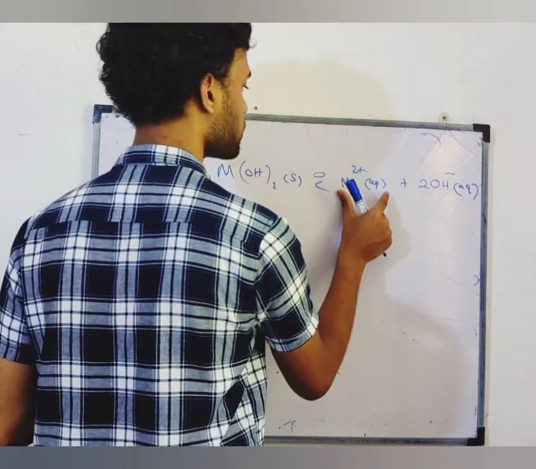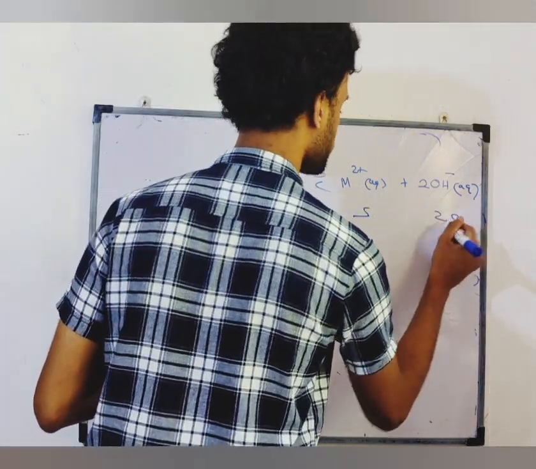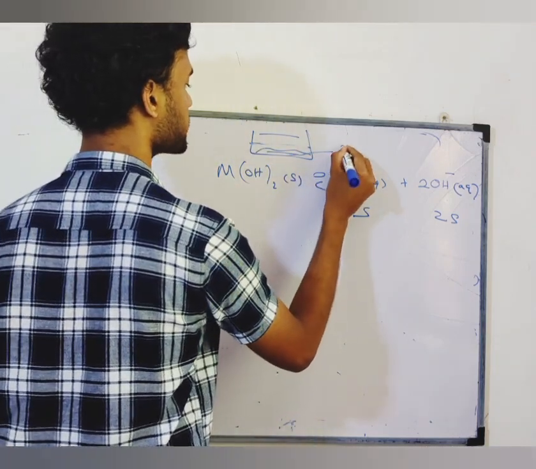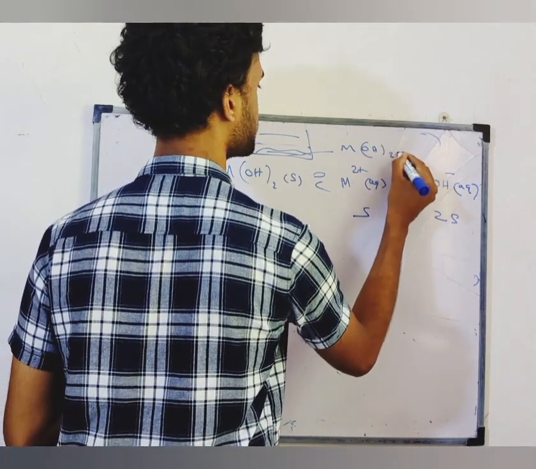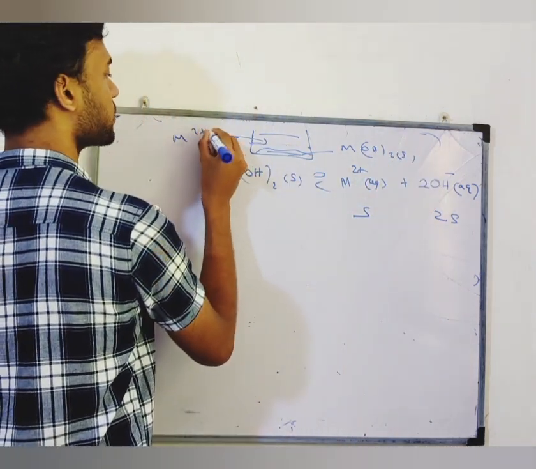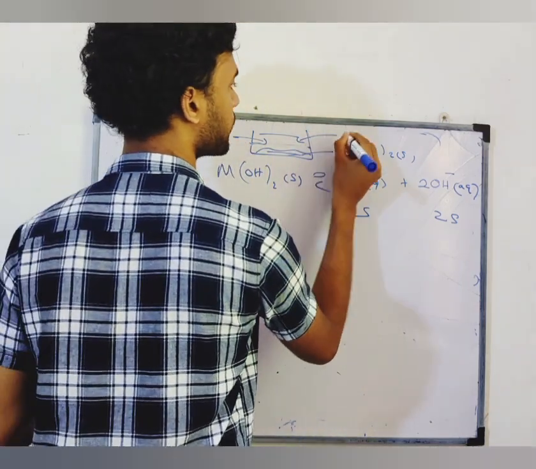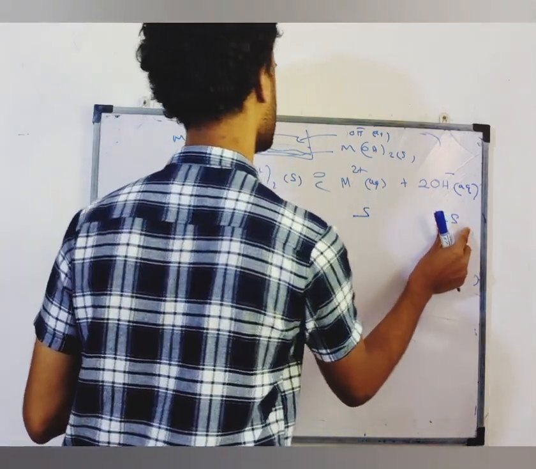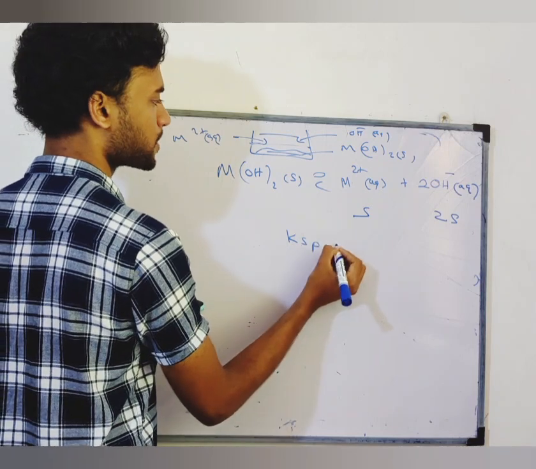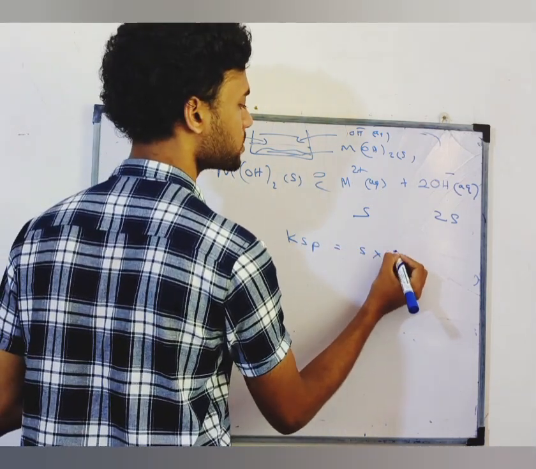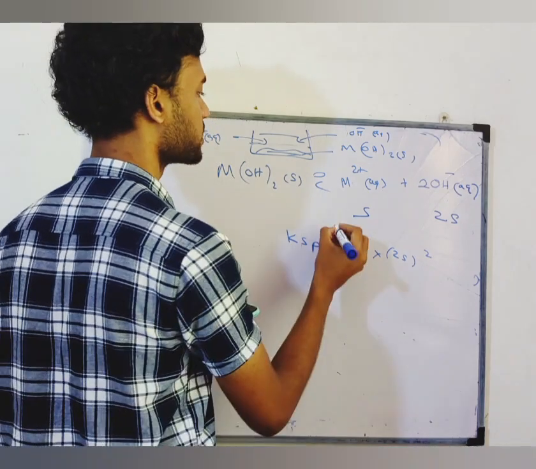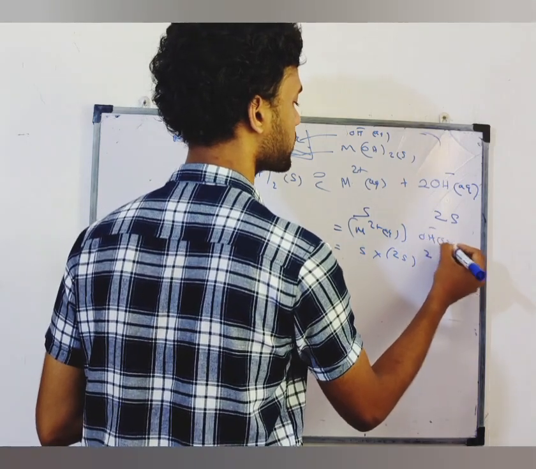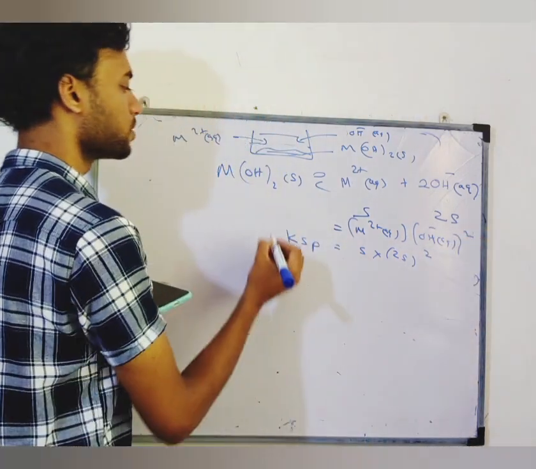Then if the solubility of M2+ aqueous is S, this is going to be 2S, because I only have MOH2 solid precipitate, and I have M2+ aqueous ions and OH- aqueous ions. If the solubility here is S, this is going to be 2S, going by stoichiometry. Then Ksp is equal to S times 2S squared, because Ksp is equal to the M2+ aqueous concentration times the OH- aqueous concentration to the power 2.